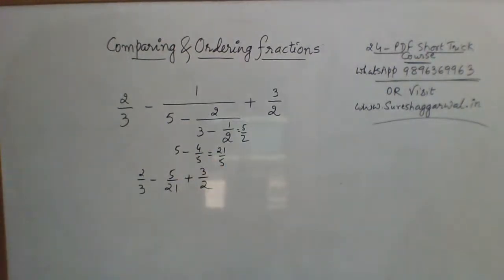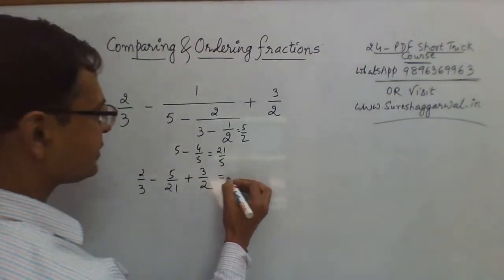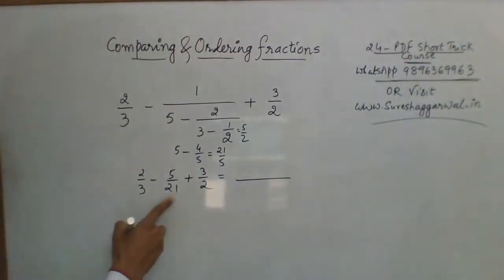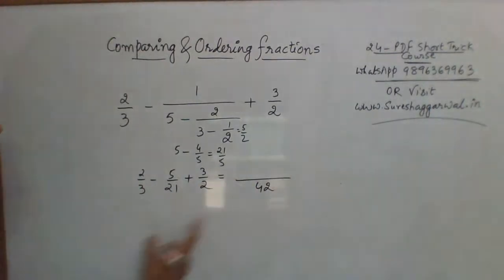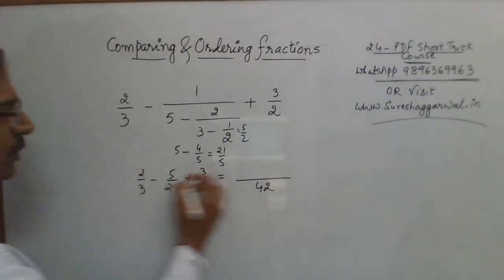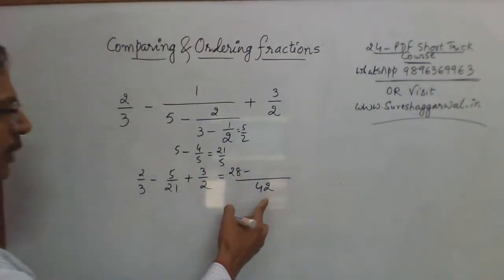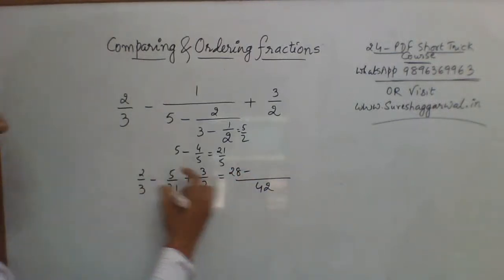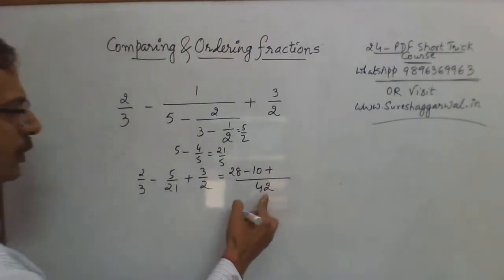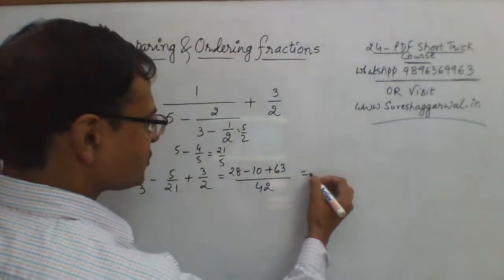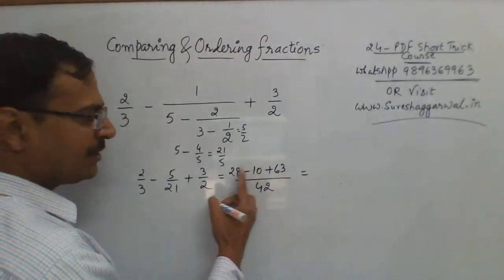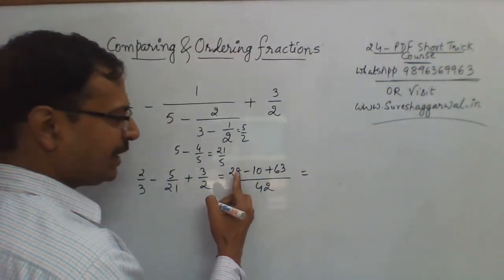Now you need to take the LCM of these numbers, and it's very easy. See, 3 divides 21 exactly, so leave 3. 21 and 2, LCM is 42, right? So 42 divided by 3 is 14, 14 times 28. 42 divided by 21 is 2, 2 times 5 is 10. 42 divided by 2 is 21, 21 times 3 is 63. So 63, 53, 63, 73, 81.